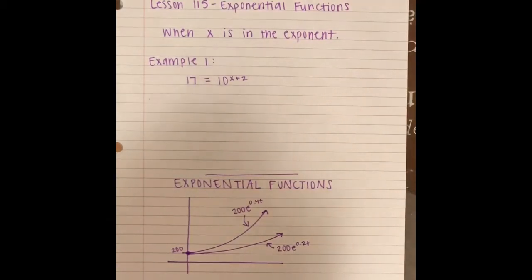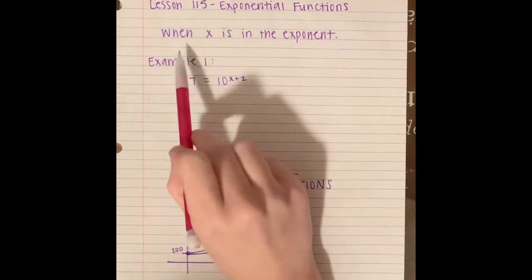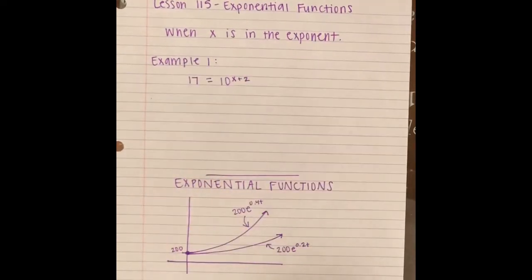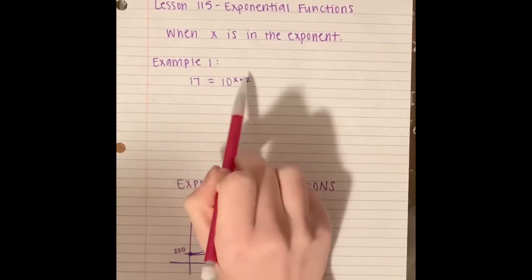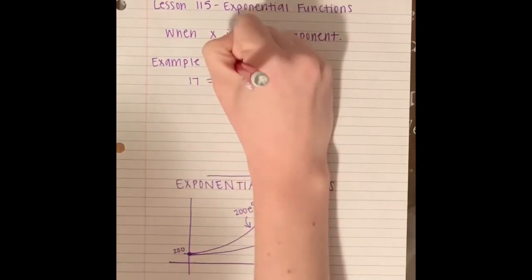Lesson 115 is about what are called exponential functions. Exponential functions in a nutshell are when x is in the exponent. So it's a function where in the exponent you have a variable. Here's an example, 10 to the x plus 2. Now this is going to be an equation where we're solving for x.